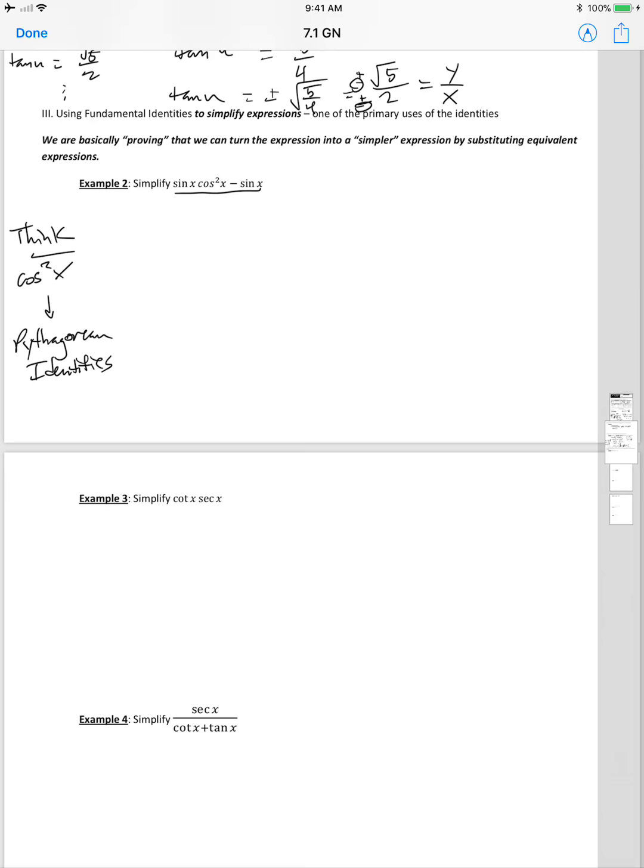So if we look at the Pythagorean identities, you'll remember that sine squared plus cosine squared equals 1. If I solve that for cosine squared, cosine squared equals 1 minus sine squared. And I'm going to substitute. I have cosine squared here, and I have cosine squared up here. I can substitute in for that value. So sine of x times 1 minus sine squared of x minus sine of x. All I did was substitute right here.